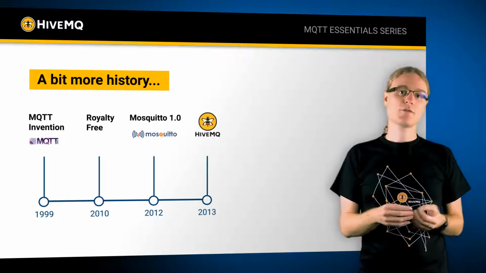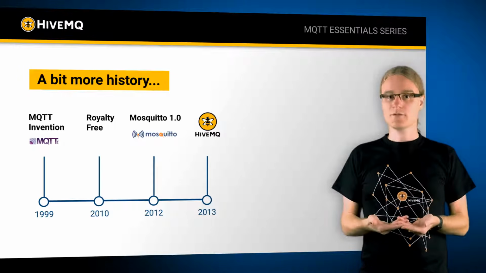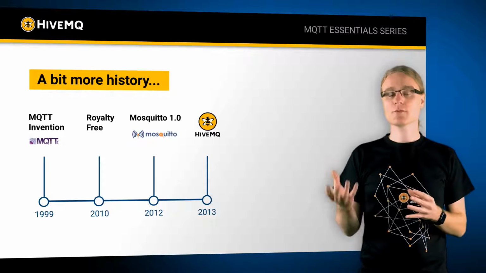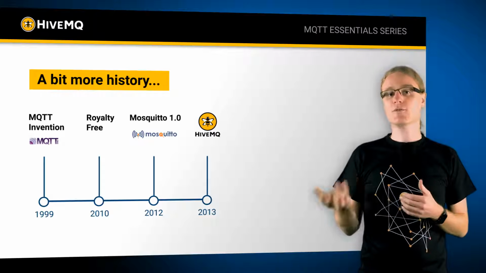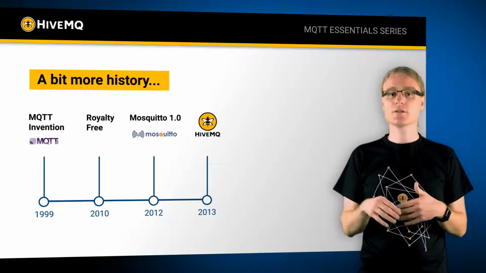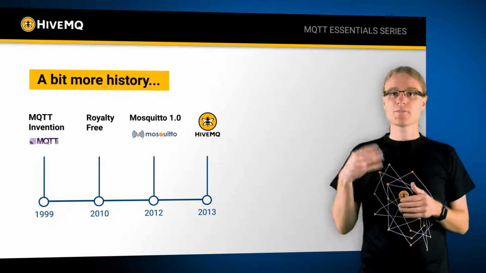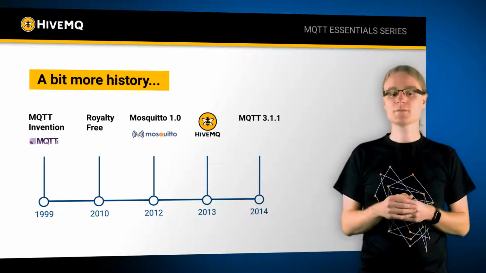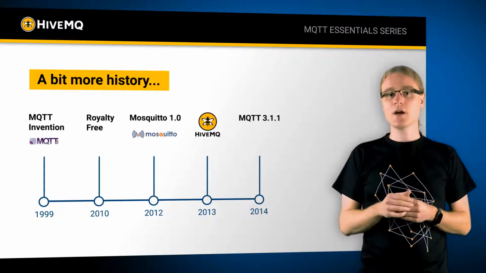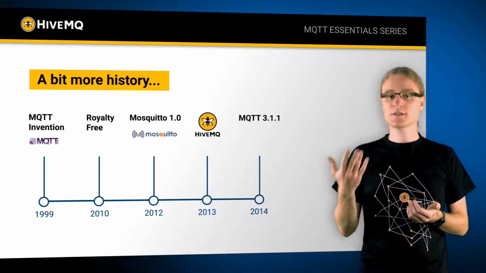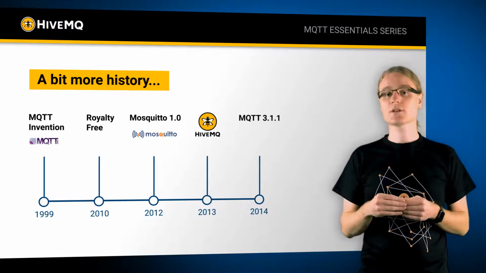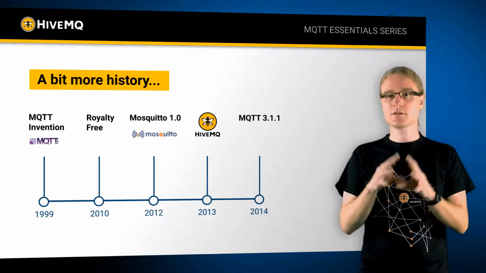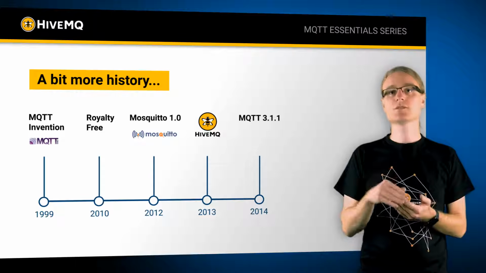In 2013, we invented HiveMQ, and HiveMQ is a broker used for commercial and professional settings, and a lot of Fortune 500 companies as well as small and large projects rely on it. In 2014, MQTT 3.1.1 was officially released by the OASIS Technical Committee, where IBM, Cisco and others, as well as we here at HiveMQ, worked together to release an official standard based on the MQTT specification that was released in 2010.